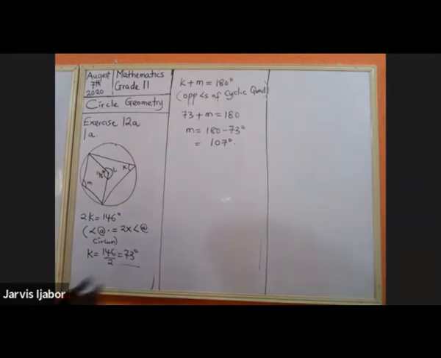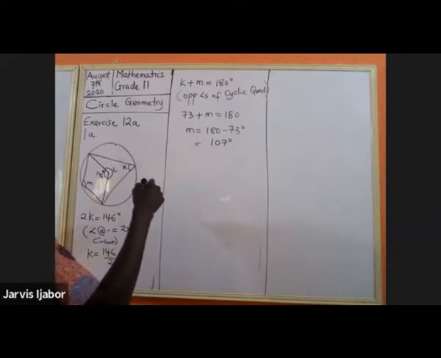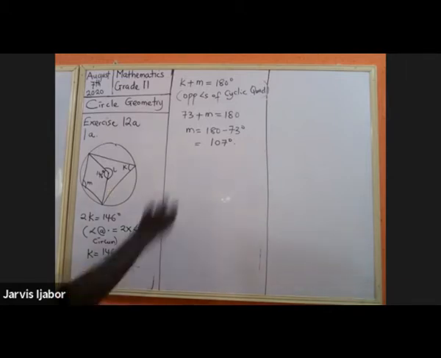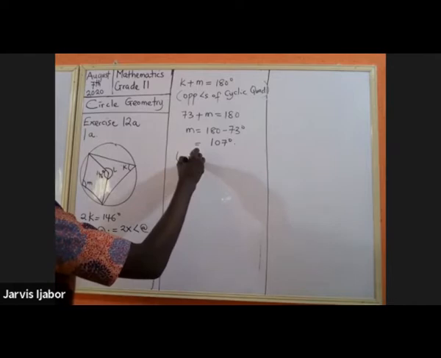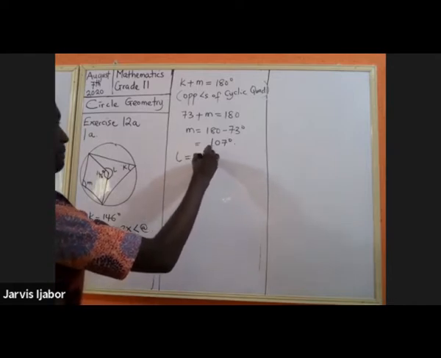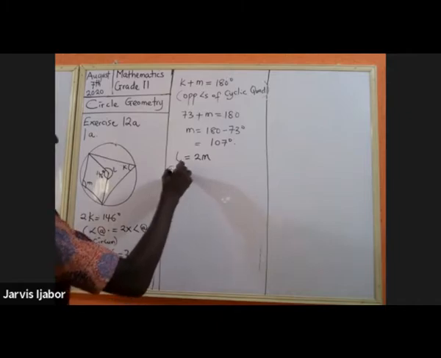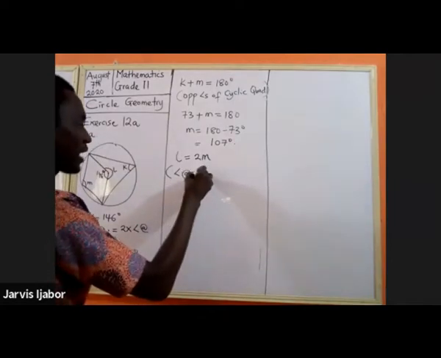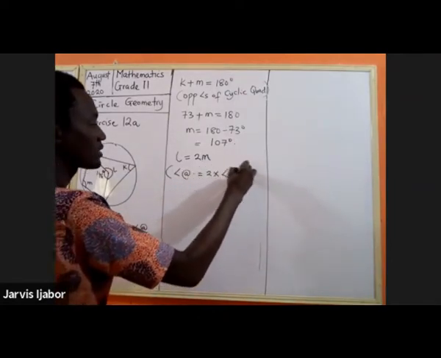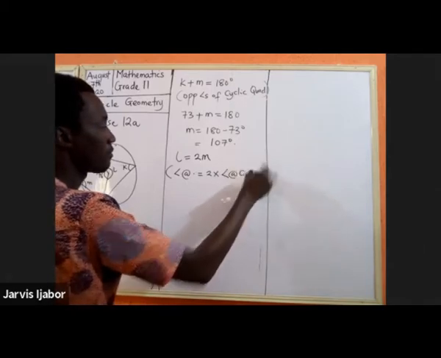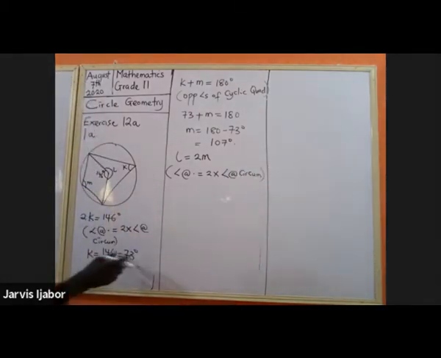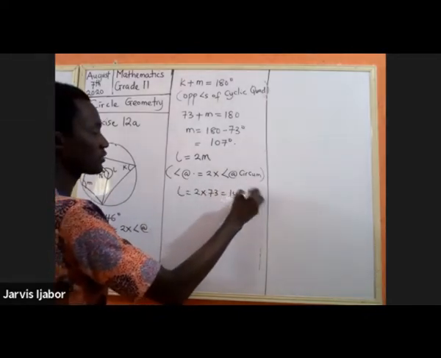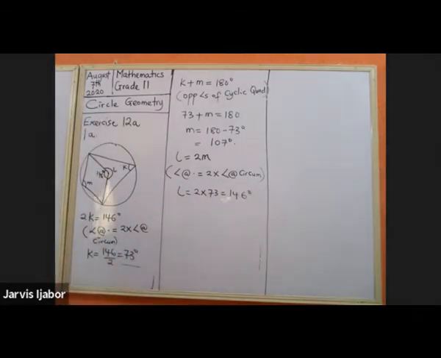The next thing we want to do now is try to get L. L is equal to 2M. What's the reason? Angle at center equals 2 times angle at circumference. I should have written it this way, but because of the nature of my board, I abbreviated. So what is M? M is 73. So L will be equal to 2 times 73, and that is what? 146 degrees. So with that, we are done with question 1A.